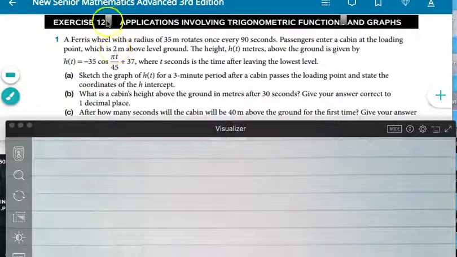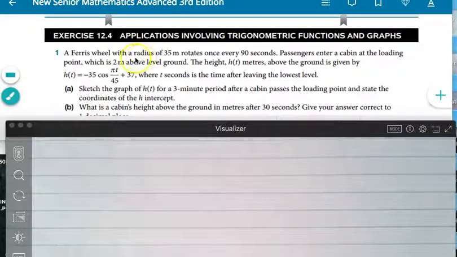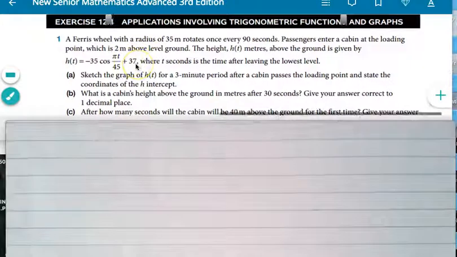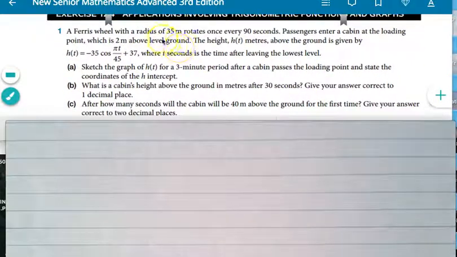This is exercise 12.4, applications involving trig functions and graphs. Here's our first question. A Ferris wheel with a radius of 35 meters rotates once every 90 seconds. Passengers enter the cabin at the loading point.